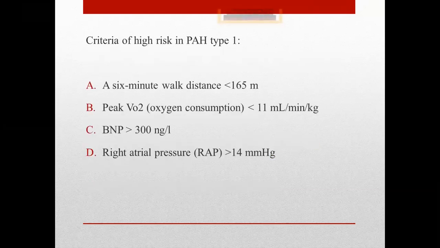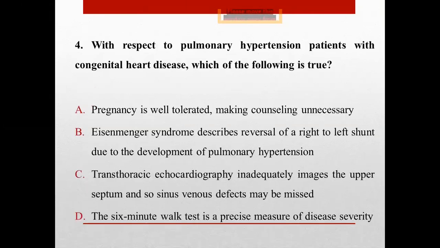Okay, we have to know that there are some criteria which are considered high risk criteria in patients with type 1, which is the pulmonary arterial hypertension. These criteria are 6-minute walk distance less than 165 meters, peak oxygen consumption less than 11 milliliters per minute per kilogram, BNP level greater than 300 nanogram per liter, and right atrial pressure more than 14 millimeters mercury. Okay, these are the high risk criteria. Okay, to the next question.